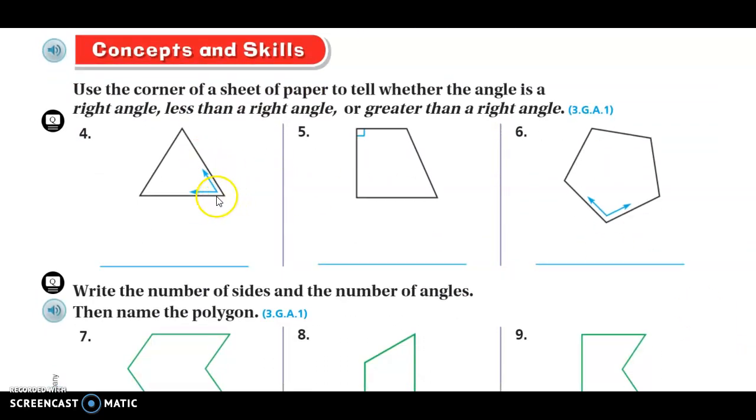All right, 4, 5, and 6. This first angle right here, it's kind of pinched in from an L, so it's pinching in this way. So it's less than a right angle. We would call that an acute angle, or an acuity, as some of my kids like to say.